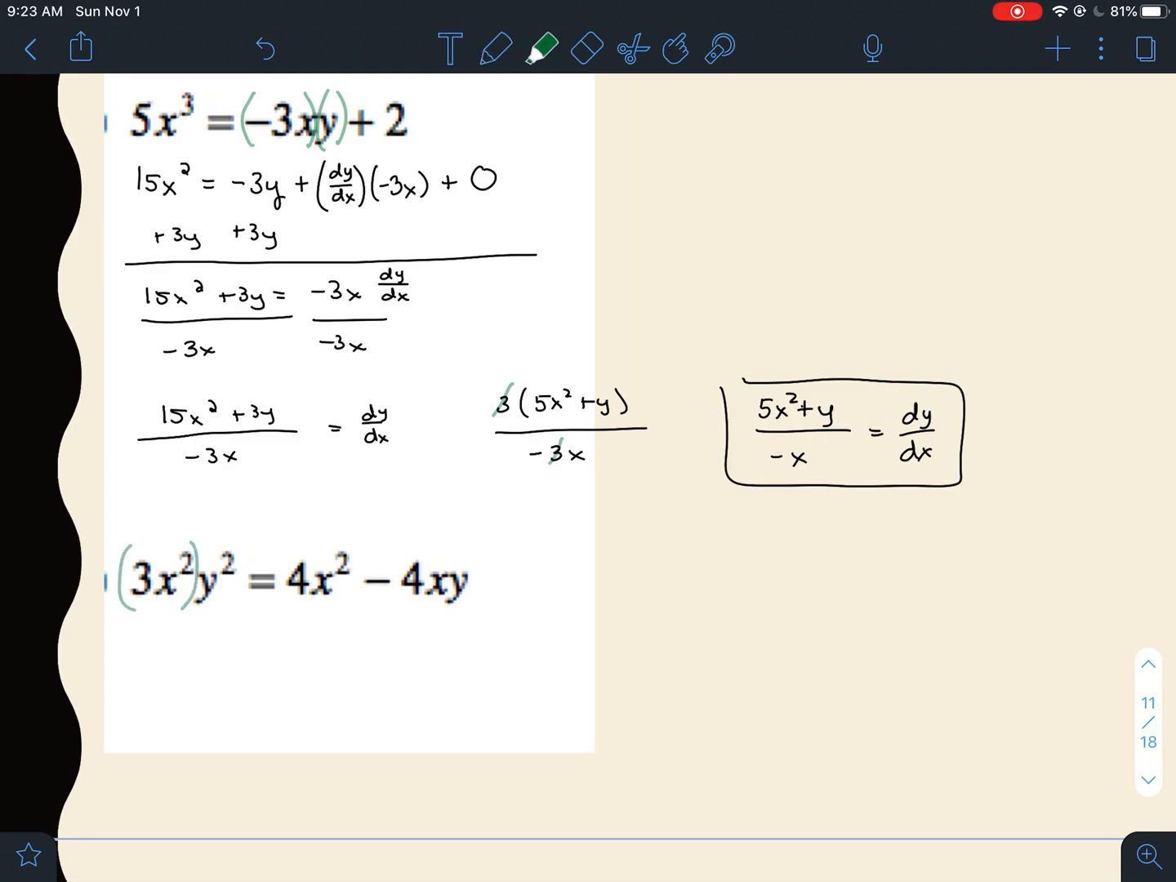All right, let's look at the next one. I'm going to have a product rule here. So we have negative 3x squared times y squared. And then again, we're going to have the product rule here, negative 4x times y.